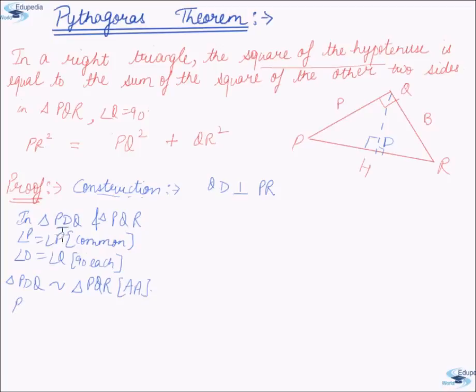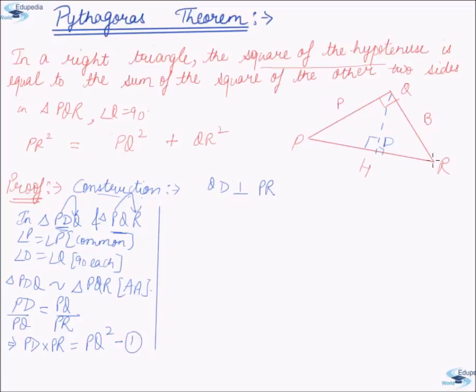Now since the triangles are similar, we can say that the ratio of the corresponding sides will be equal. That is, PD over PQ from this triangle will be equal to the side PQ and the side PR of this triangle. This will give us, on cross multiplication, PD into PR is equal to PQ into PQ, which is PQ whole square. Let this be equation 1.